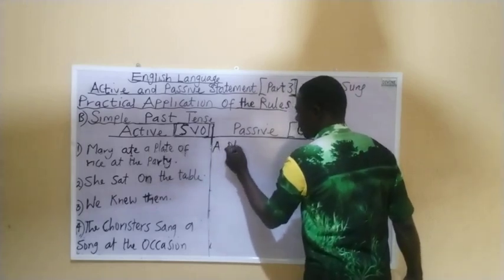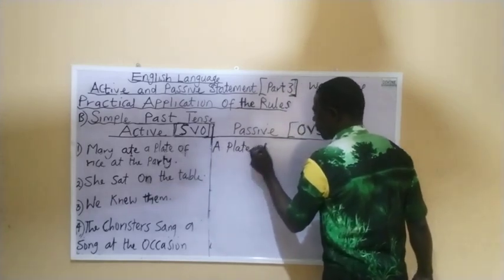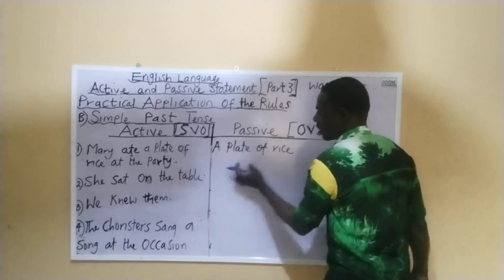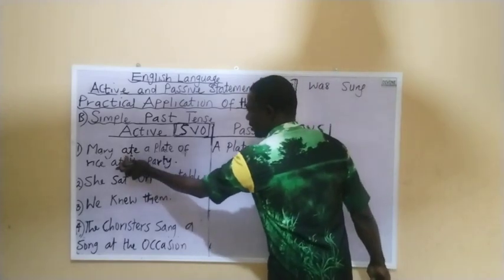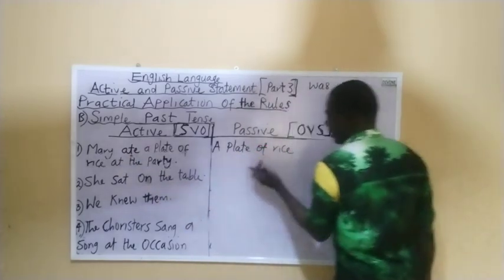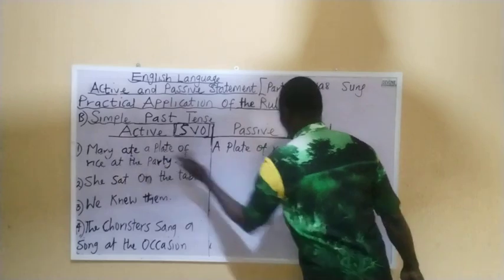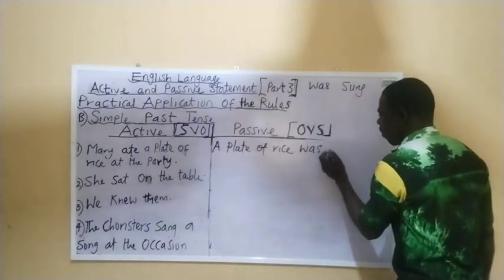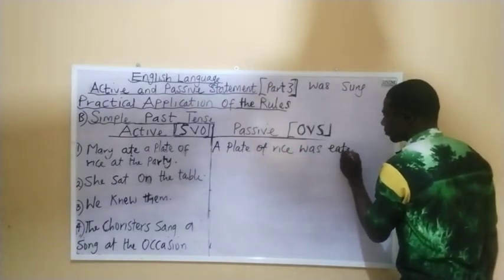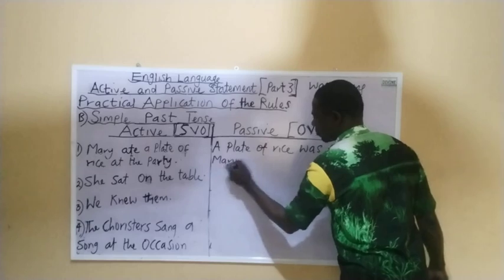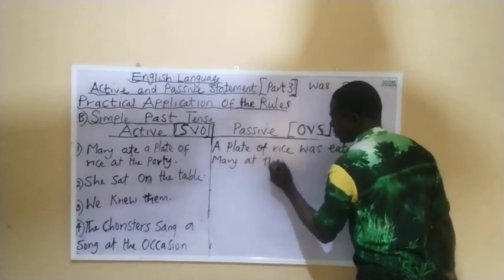A plate of rice. A plate of rice is singular and the tense of the verb is in the past. And since it's singular, we use what? Was, so that we can maintain the verb. So a plate of rice was eaten by Mary at the party.